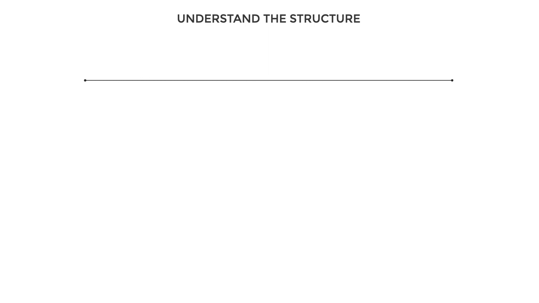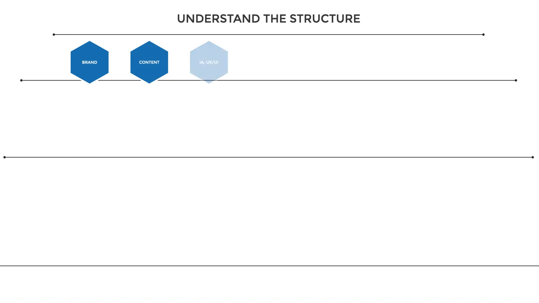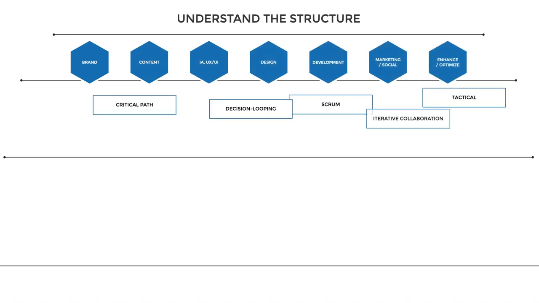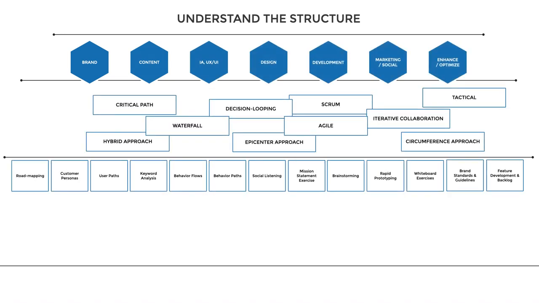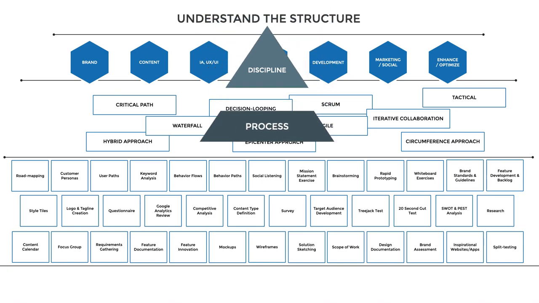And so, understanding the structure, and remember when I talked about the structure of those different layers of digital strategy, at the top, you're going to have your discipline: brand, content, information architecture, user experience, user interface, design, development, marketing, social, enhance and optimize. That's the first layer. That's disciplinary, right? Then you have your second layer, which is going to be the approach or the process, your procedural layer. So, are you going to do a waterfall process? Are you going to do an agile process? Are you going to use something like decision looping? But that's the second layer.